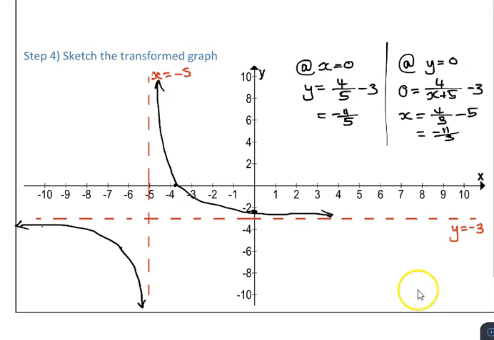Now this question did state to label, so I will put my labels in there, and my x-axis and my y-axis, and then this is now complete.